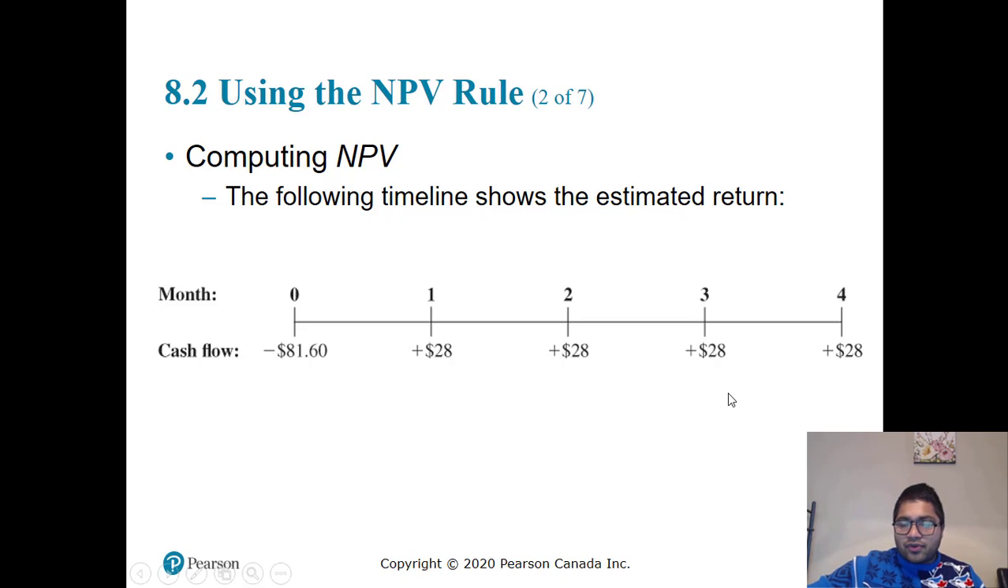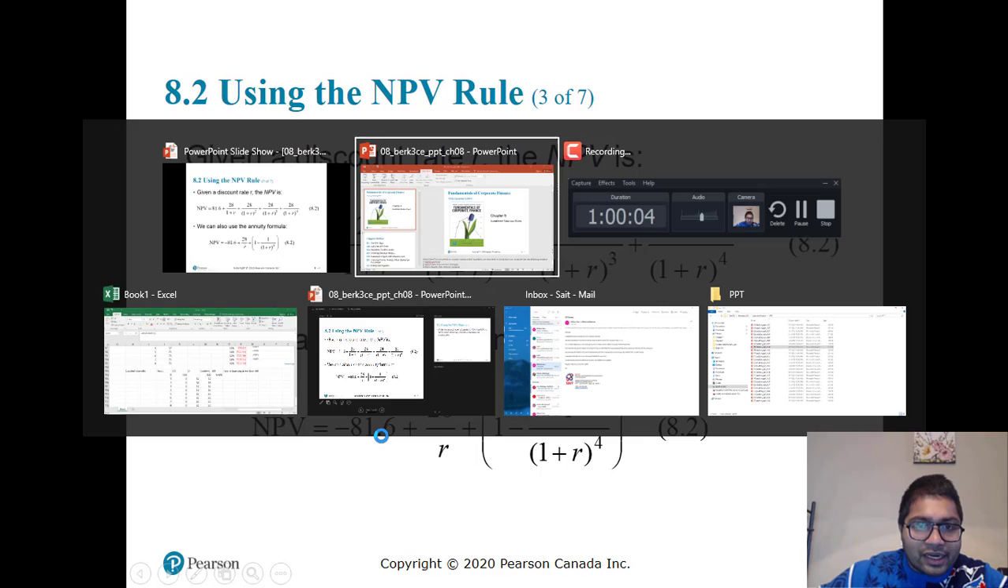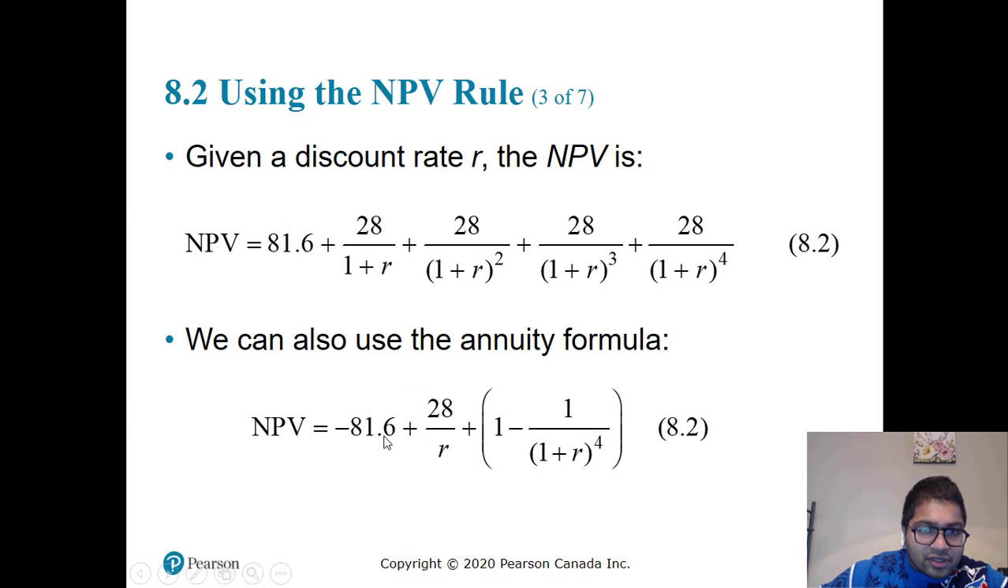So how is the cash flow looking? 81.6 million you're spending right now. Year 1 you're getting 28, year 2 you're getting 28, year 3 28, and year 4 28. So how do you find NPV? It is inflows minus outflow. Inflows are 28, 28, 28, 28. We have to discount them by the respective interest rates and calculate NPV. We have done it in Excel, so it's a little easier. Let's do that.